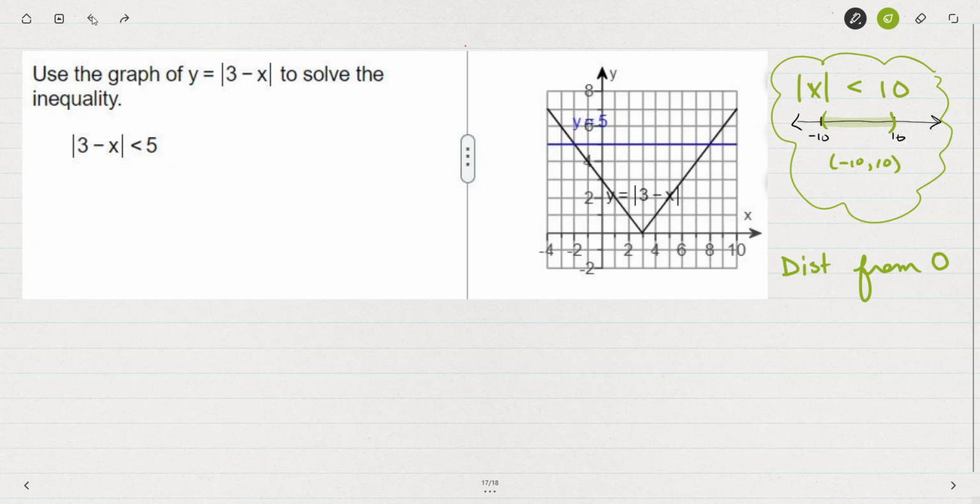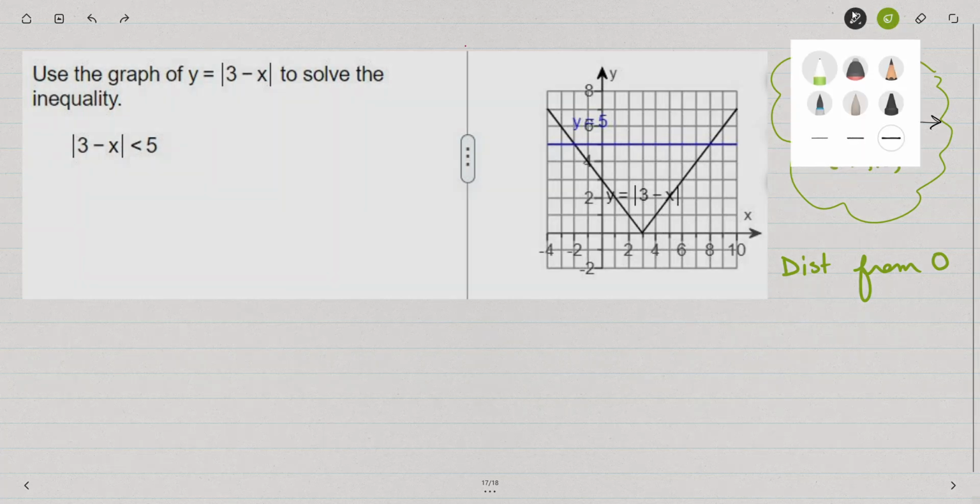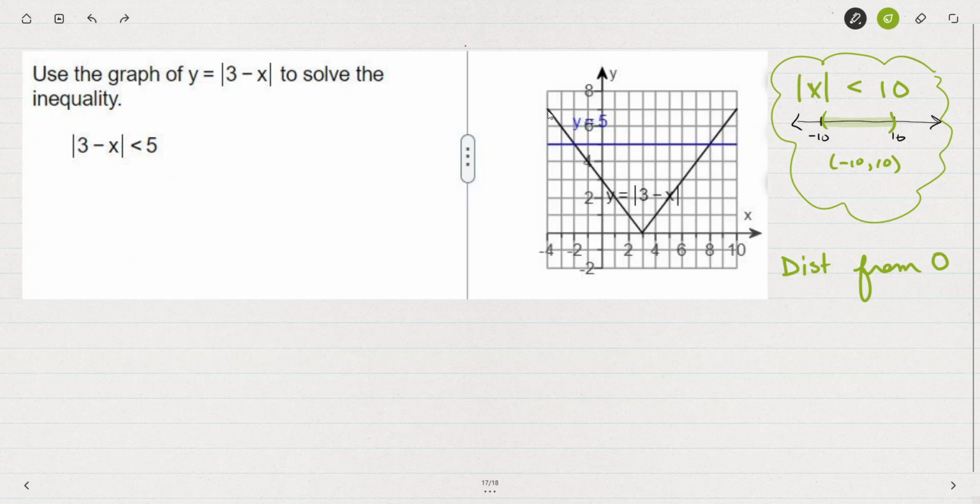So let's look at our example. We've got the absolute value of 3 minus x less than 5. And for this example, what we're going to do is look at a graph. The graph of the absolute value of 3 minus x is given here in black. And then let me highlight that graph for you too. So what I'll do is I'll outline it in green.